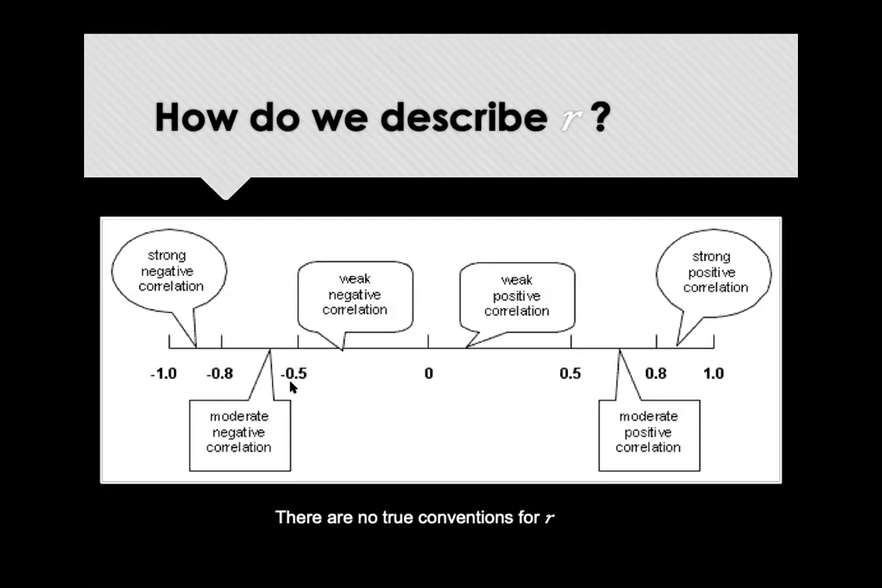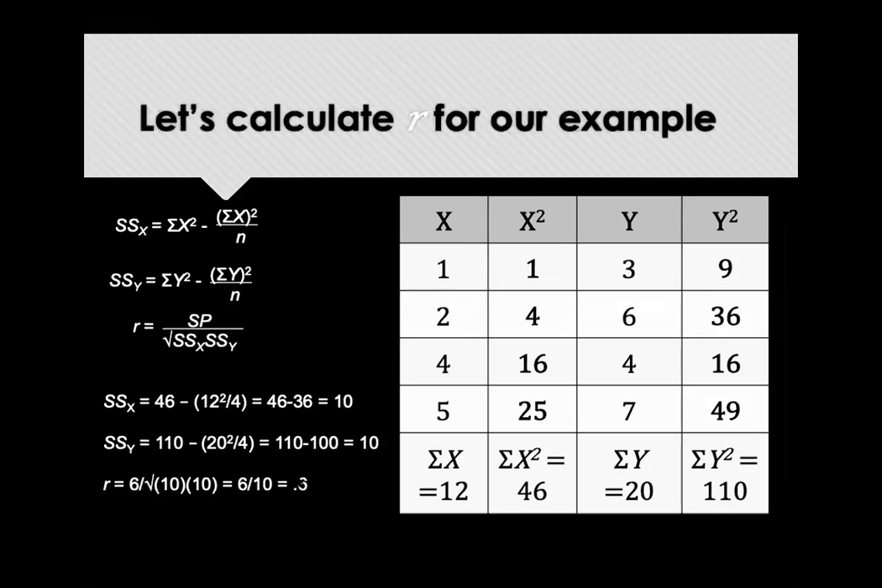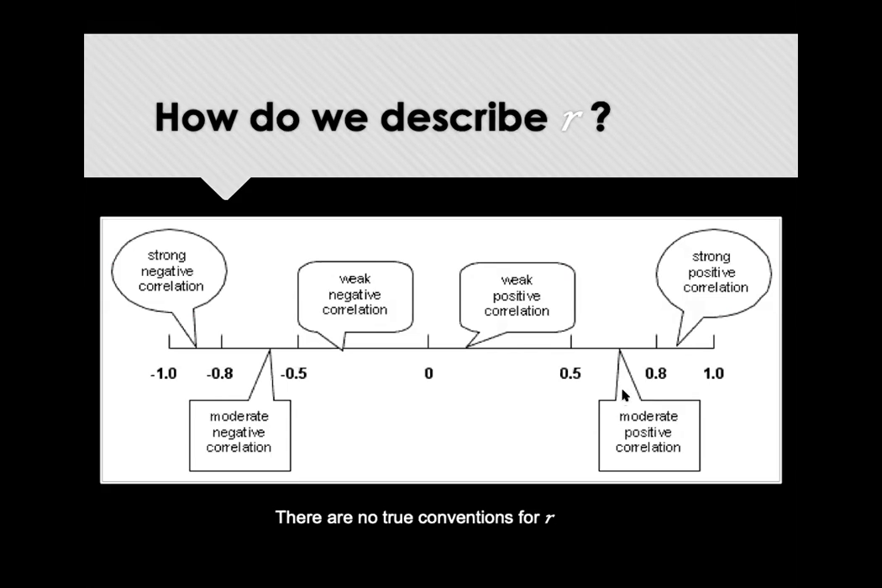Any value between 0.5 and 0.8 is considered pretty moderate. That's a pretty decent correlation, negative or positive. And then values from 0 to 0.5 in either direction are considered a weak correlation. So we calculated our r to be positive 0.6, and that would be a pretty moderate positive correlation, right? It would go right here, 0.6.